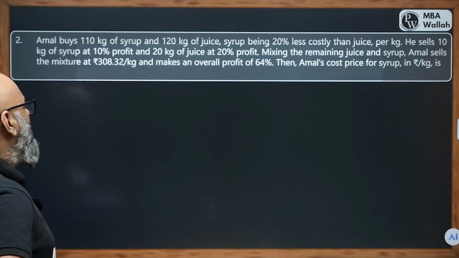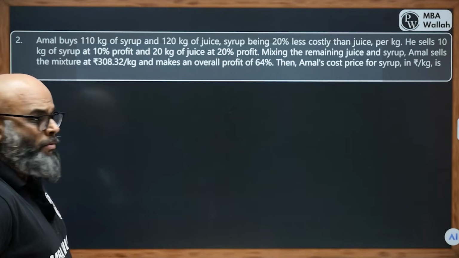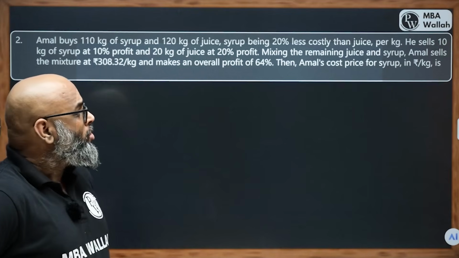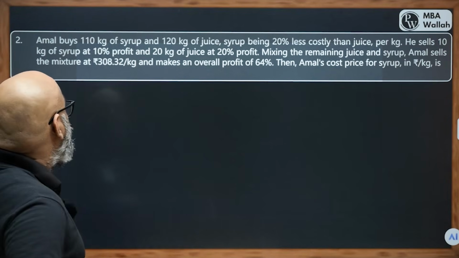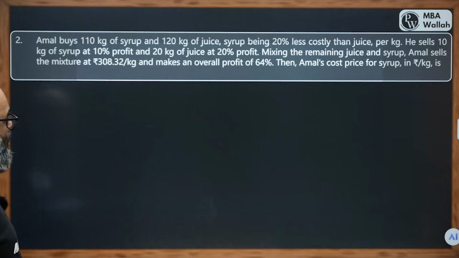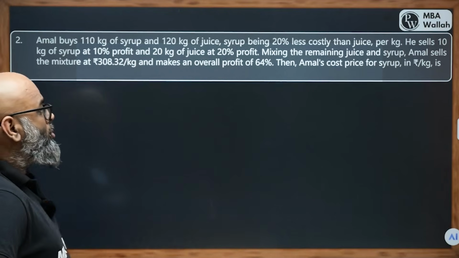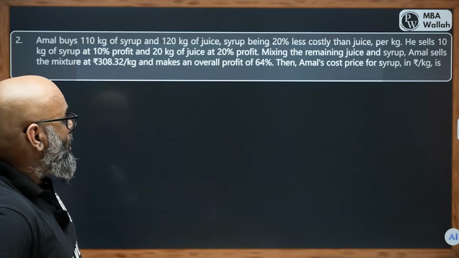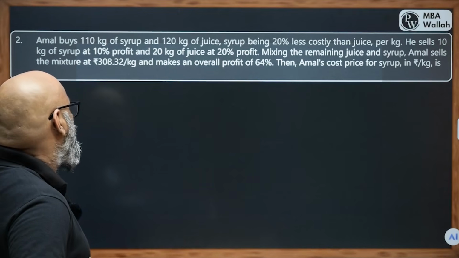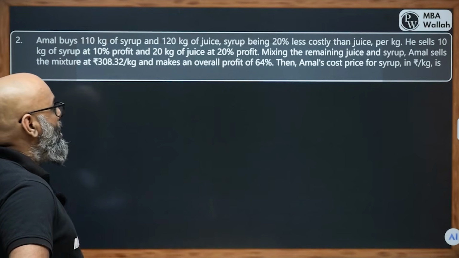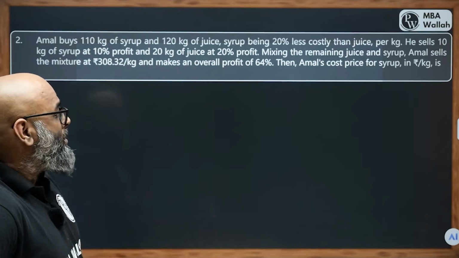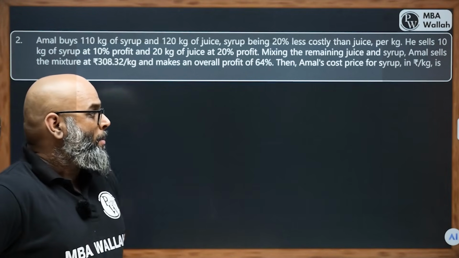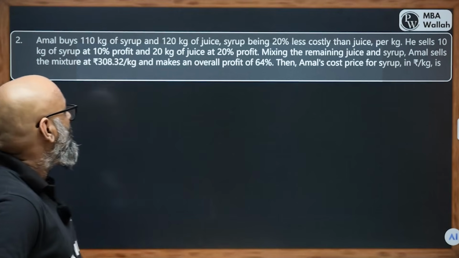Amal buys 110 kg of syrup and 120 kg of juice, syrup being 20% less costly than juice per kg. He sells 10 kg of syrup at 10% profit and 20 kg of juice at 20% profit. Mixing the remaining juice and syrup, Amal sells the mixture at 308.32 per kg, making an overall profit of 64%. Then Amal's cost price for syrup, in rupees per kg, is what?